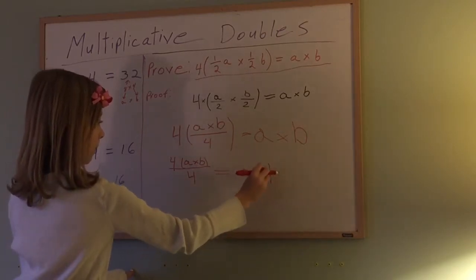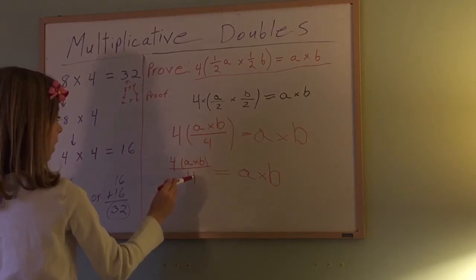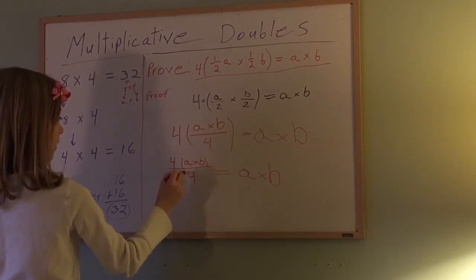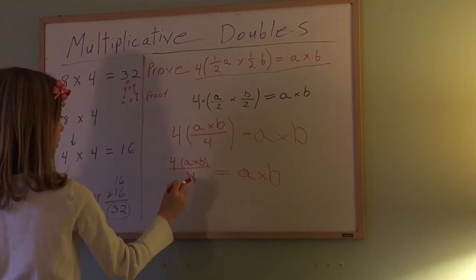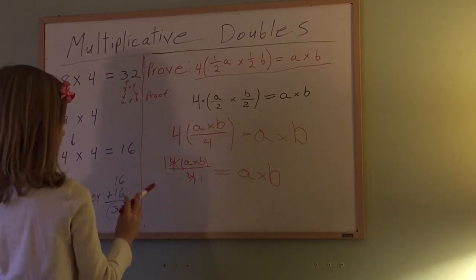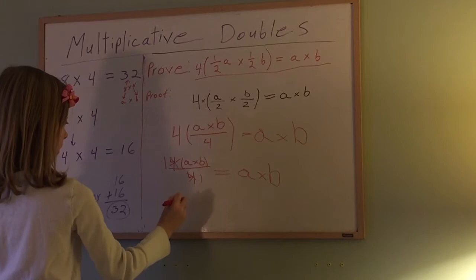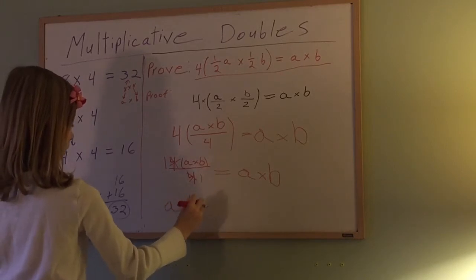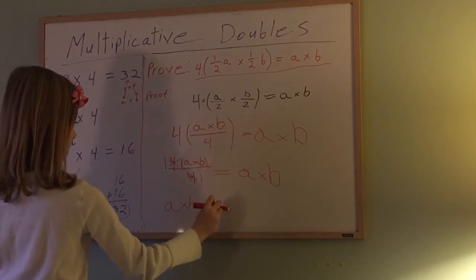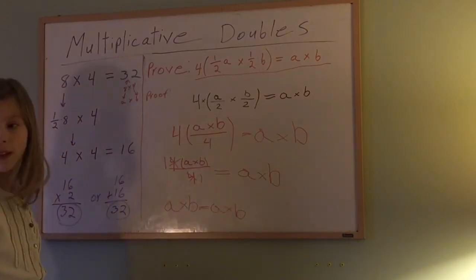Okay. Now we take 4 divided by 4, and that's 1. So we turn this 4 into a 1, and this 4 into a 1. Right. And that equals a times b equals a times b. And that's your proof. That's our proof.